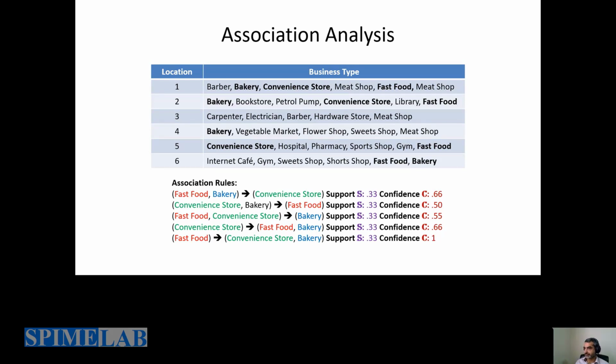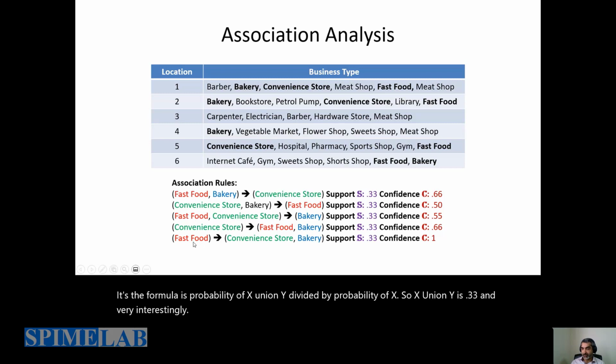Nishit? So let's say if we apply the formula, Professor, it will be probability of X divided by probability of X. That's why it's 1. The formula is probability of X union Y divided by probability of X. So X union Y is 0.33, and very interestingly probability of X is as well 0.33.